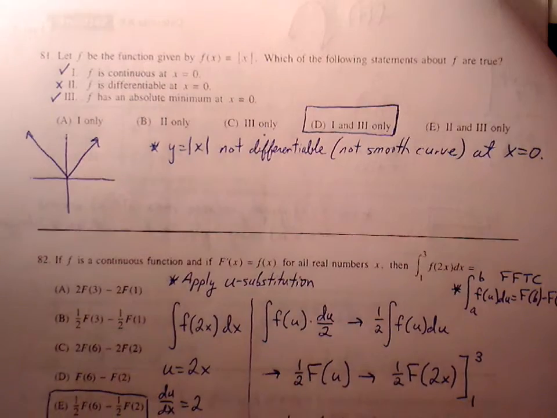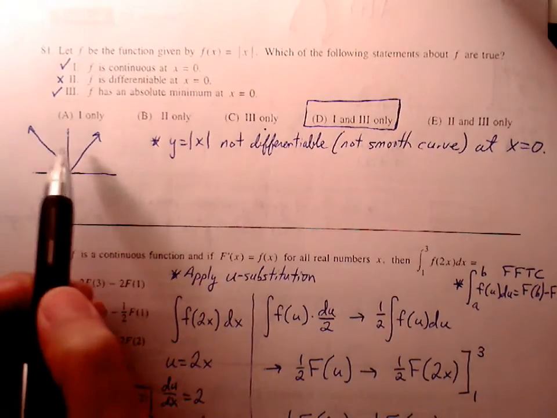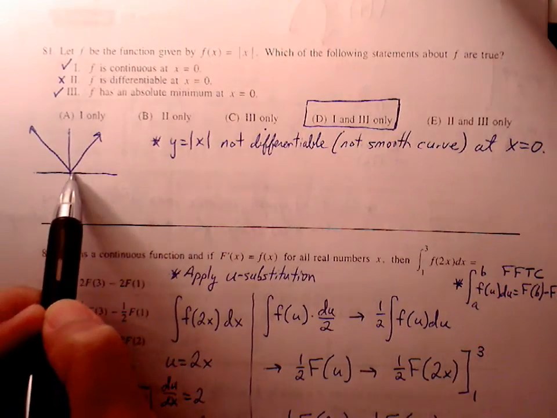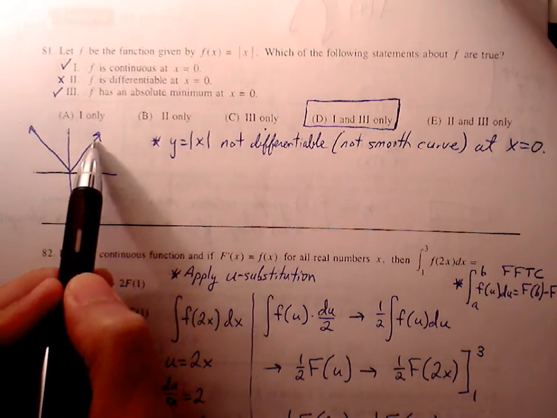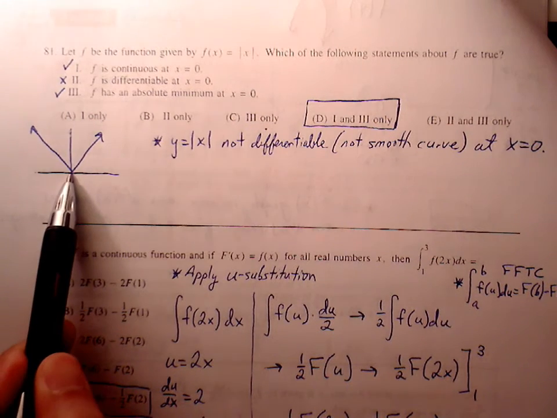Okay, 81. We have a function provided given as absolute value of x. That's just an absolute value function that looks like this. Which of the following statements is true? Is the function continuous at x equals 0? Yes, it is. No breaks.